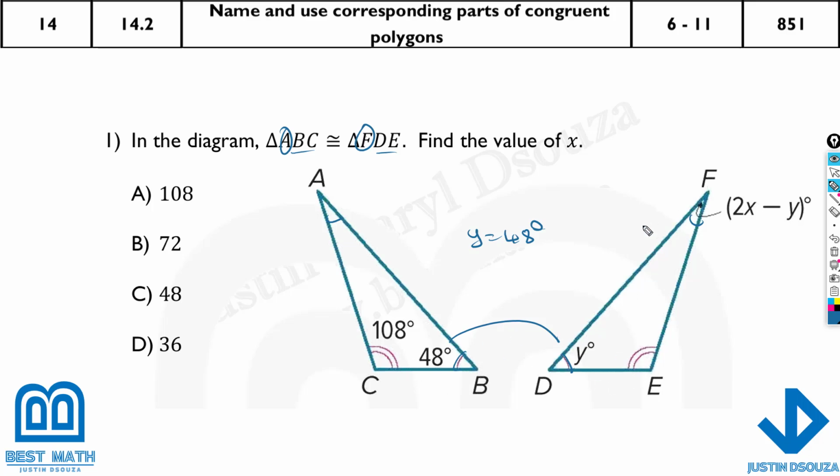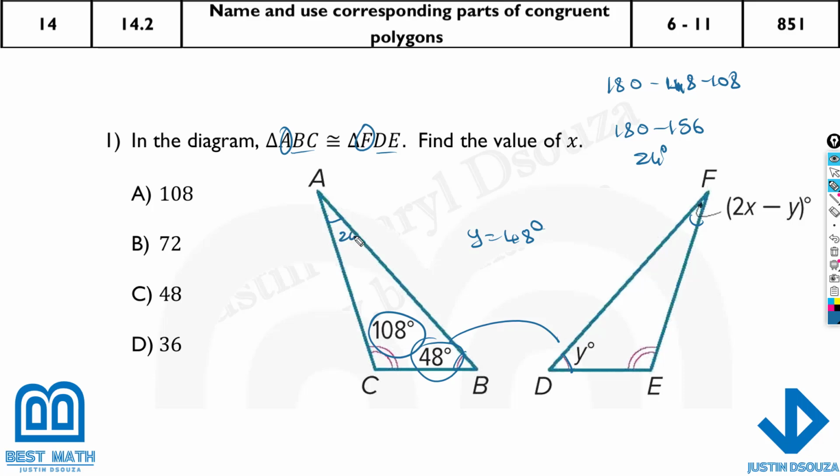Now here they have told F is 2x minus y. But we know what y is. That's 48 degrees. What is A exactly? This is 108, this is 48. So what's the remaining angle? You can do 180 minus 48 minus 108. So this will be 156. So 180 minus 156 will be 24 degrees.